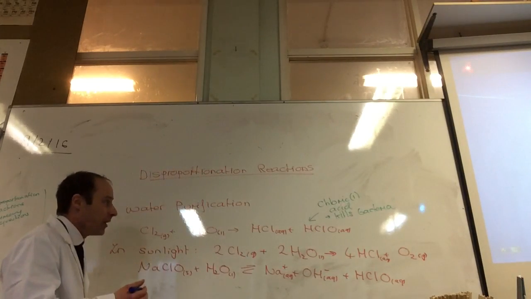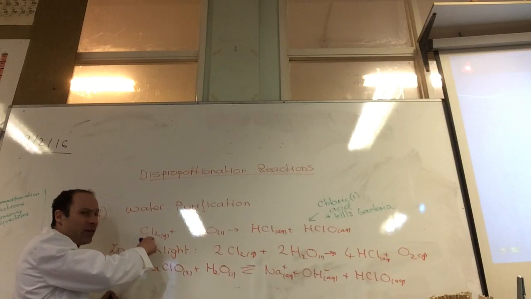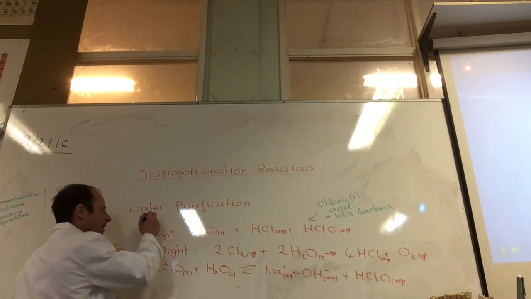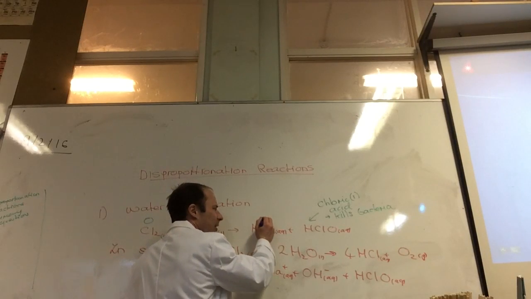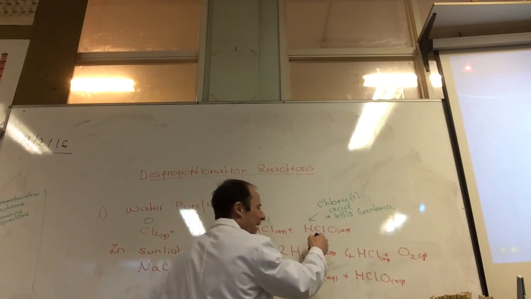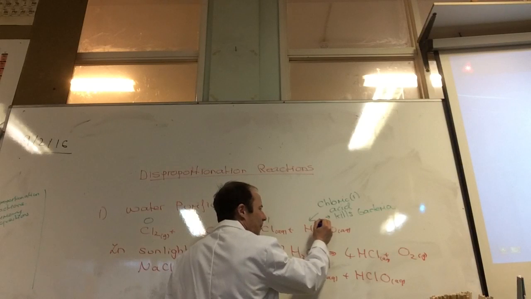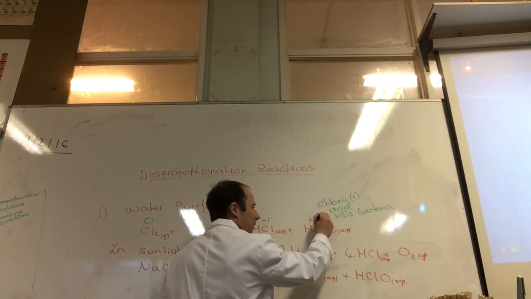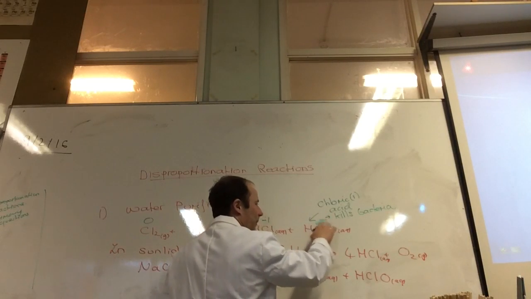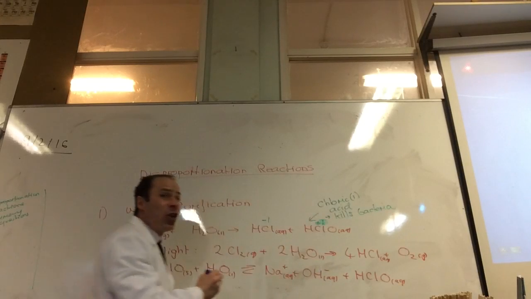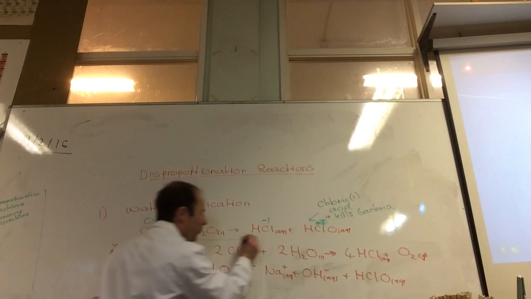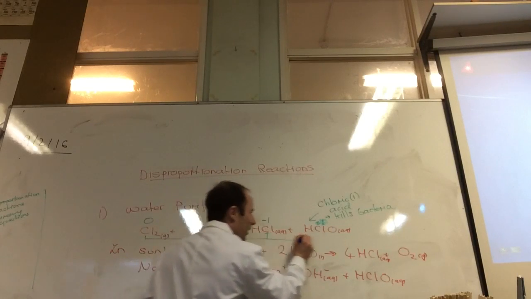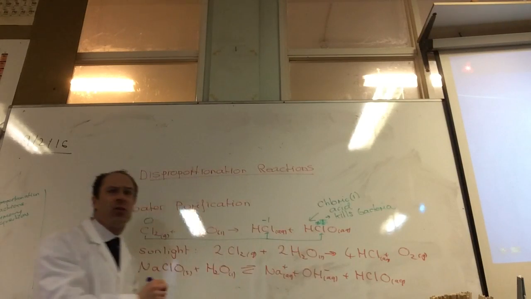So let's go through this. What is the oxidation state of chlorine here? 0. Elemental chlorine is 0. Of chloride here is going to be -1. And chlorine here is actually plus 1. Like so. So what's happened to the oxidation state of chlorine? It's gone from 0 to -1 and 0 to +1.